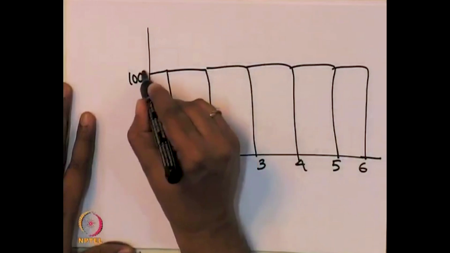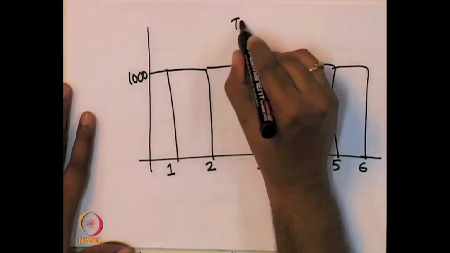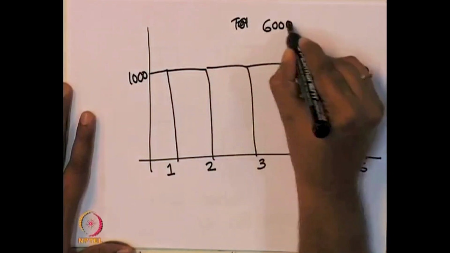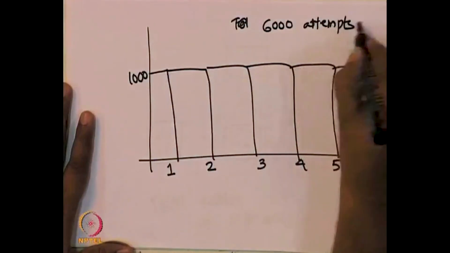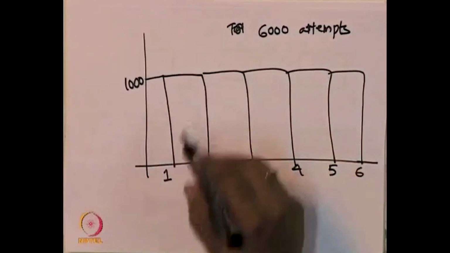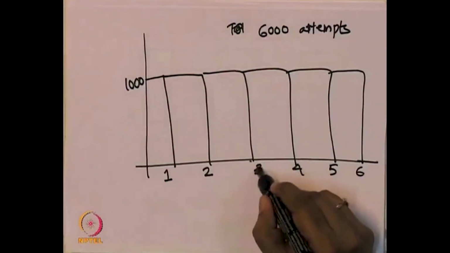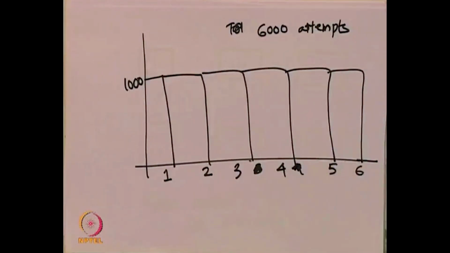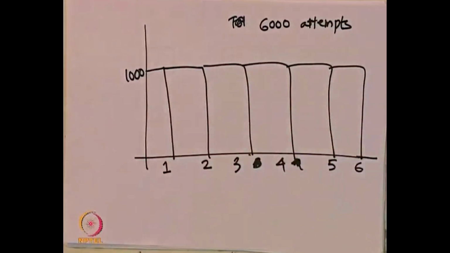So, this is 1000. If you throw the die 6000 times, on an average 1000 times you will get 1, 1000 times you will get 2, 1000 times you will get 3, 1000 times you will get 4, 1000 times you will get 5 and 1000 times you will get 6. So, one can call this a uniform distribution.